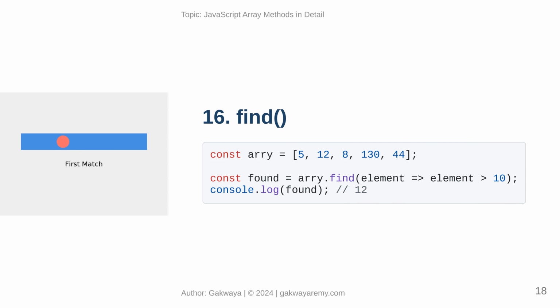find returns the first element that satisfies the provided testing function. It stops searching once it finds a match. This is like having a list of items and picking out the first one that meets your criteria. Very useful when you need to locate a specific item based on certain conditions.